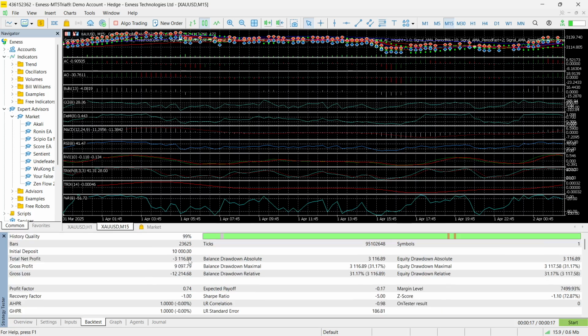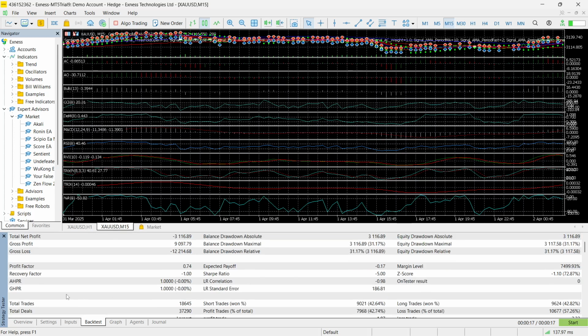As you can see over here, total net profit is around minus 3,100. Profit factor about 0.74. That means losses outweighed profits. Maximum relative drawdown roughly 31%. Put simply, with the configuration I used, and again on gold, Sentient didn't just underperform, it lost money over the test period. The curve doesn't show one giant crash, it shows a consistent erosion of the account, which is often worse because it means the edge just isn't there under those conditions. And see, the total number of trades taken was 18,645 trades.